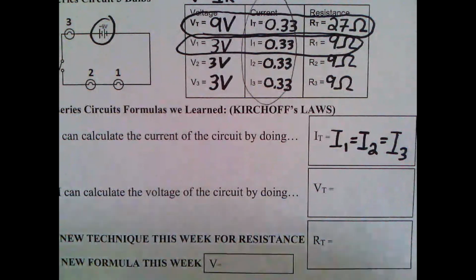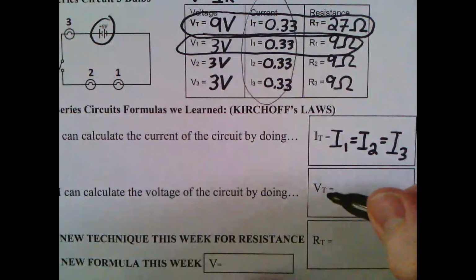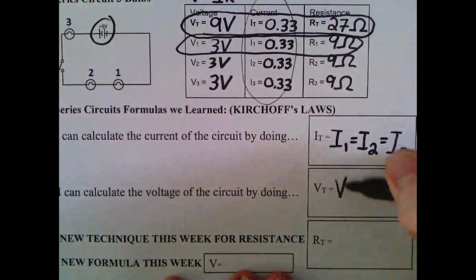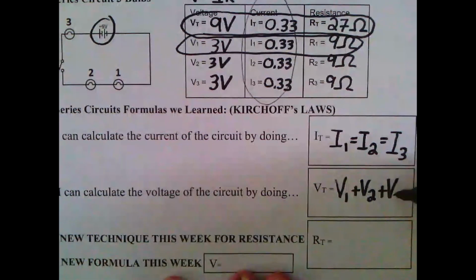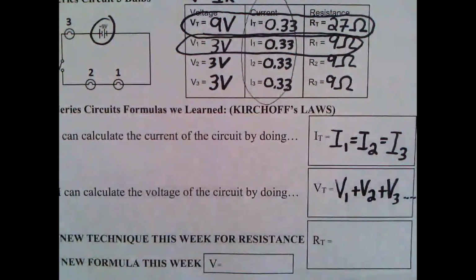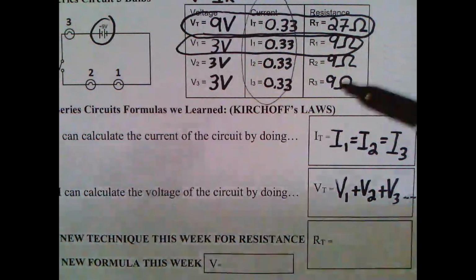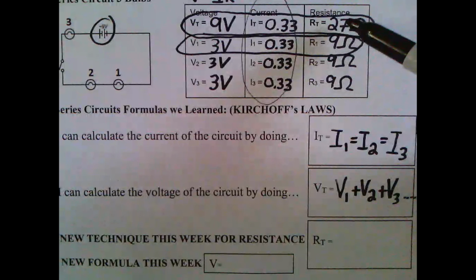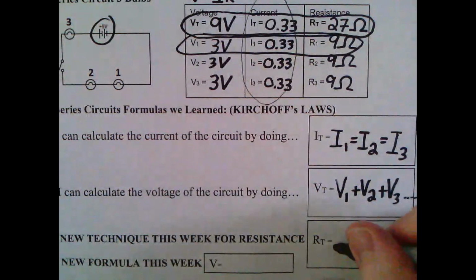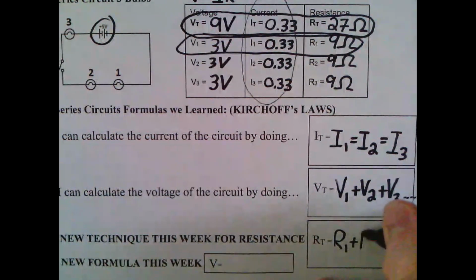If you want to know the voltage, so VT, the total voltage, you're going to say that equals V1 plus V2 plus V3, and so on. So if you had more light bulbs, basically the voltage has to be split up between all of those pieces. The new piece I just showed you today says that if you want to know the total resistance for your circuit, you can see here 9 plus 9 plus 9 equals 27. So this is pretty straightforward as well. All of them should add up to the total.